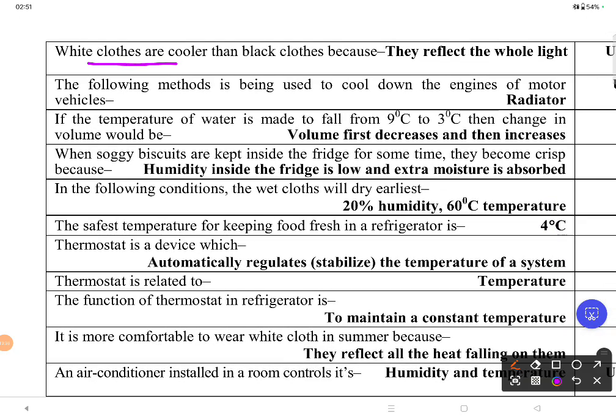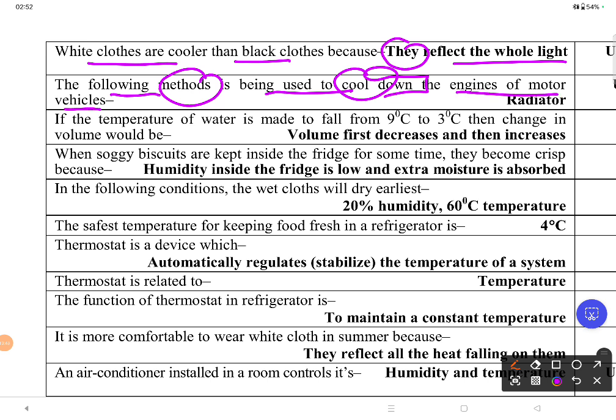White clothes are cooler than black clothes because they reflect the whole light. Which of the following methods is being used to cool down the engines of motor vehicles? Radiator. If the temperature of water is made to fall from 9 degrees Celsius to 3 degrees Celsius, then the change in volume would be: volume first decreases and then increases.